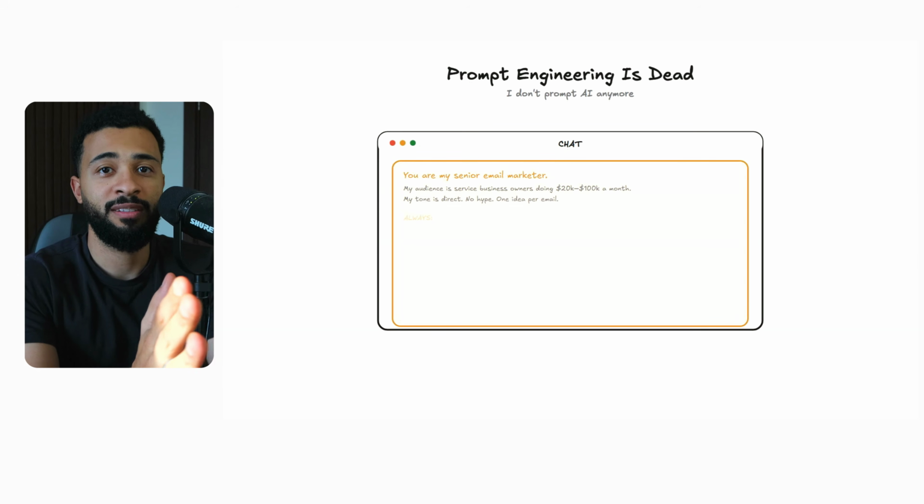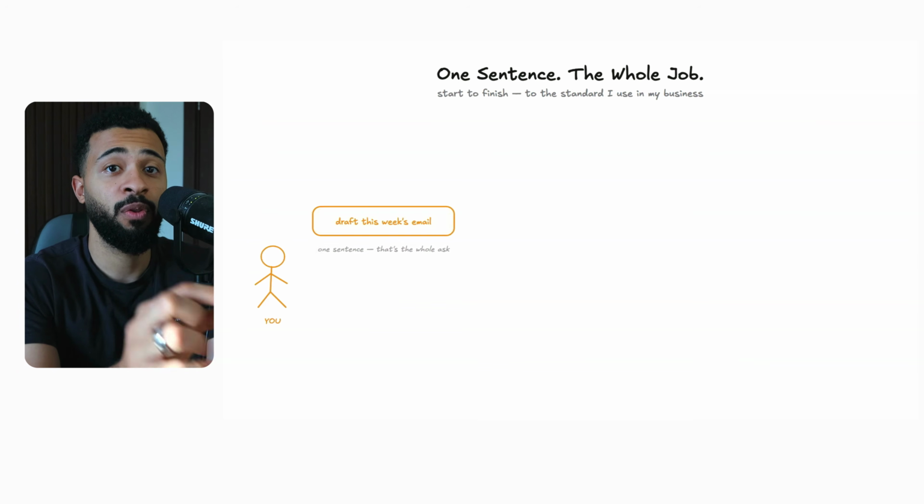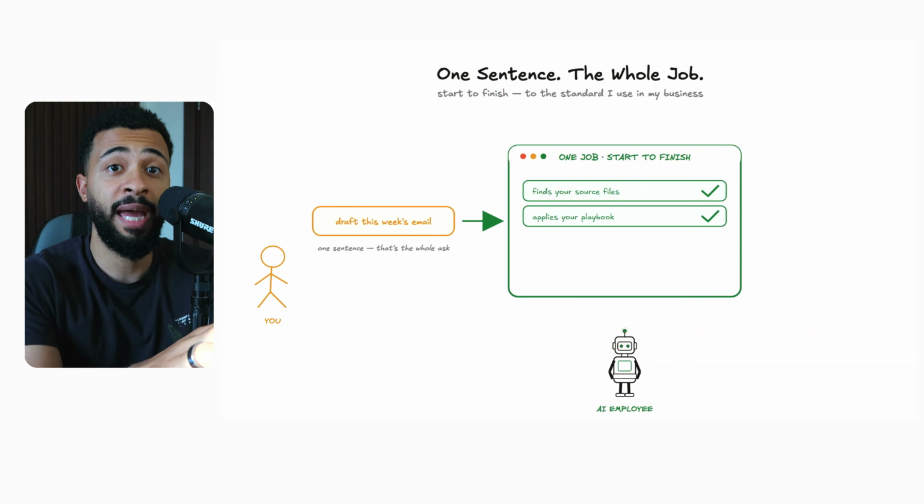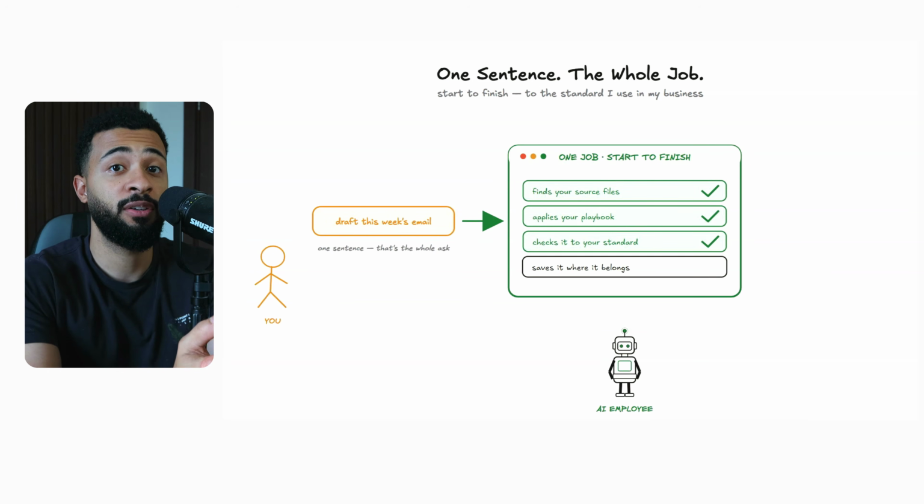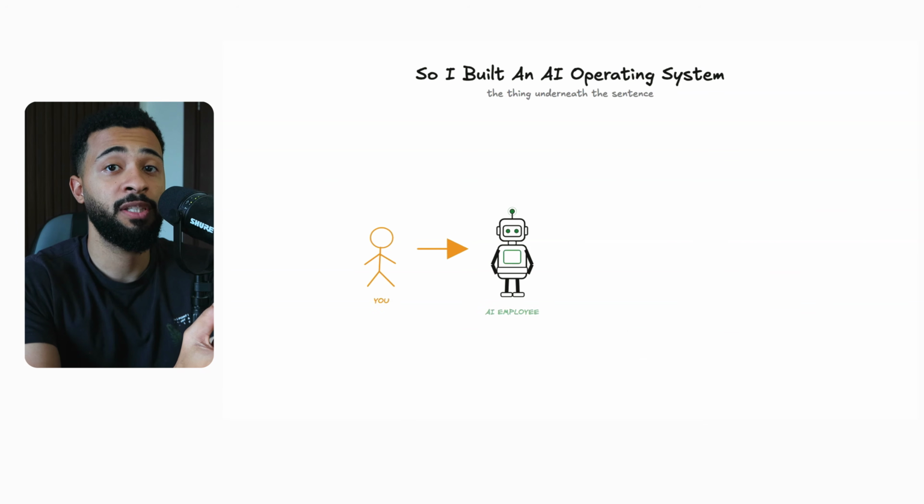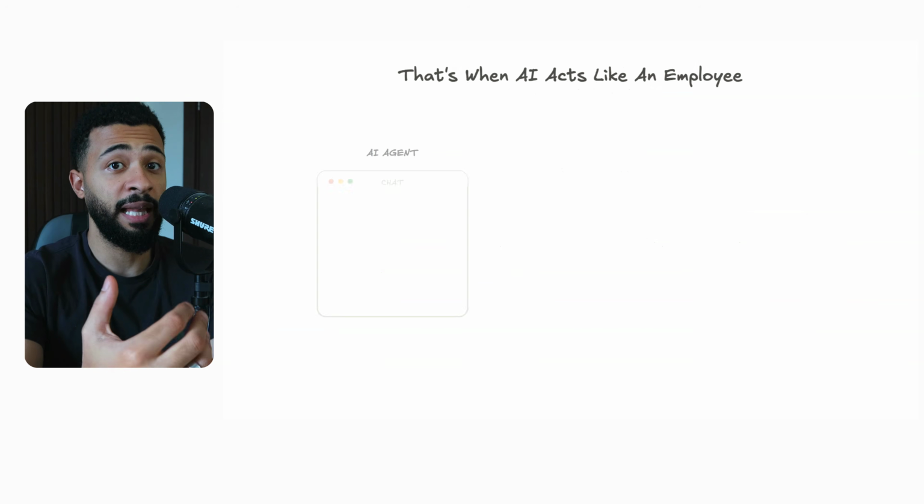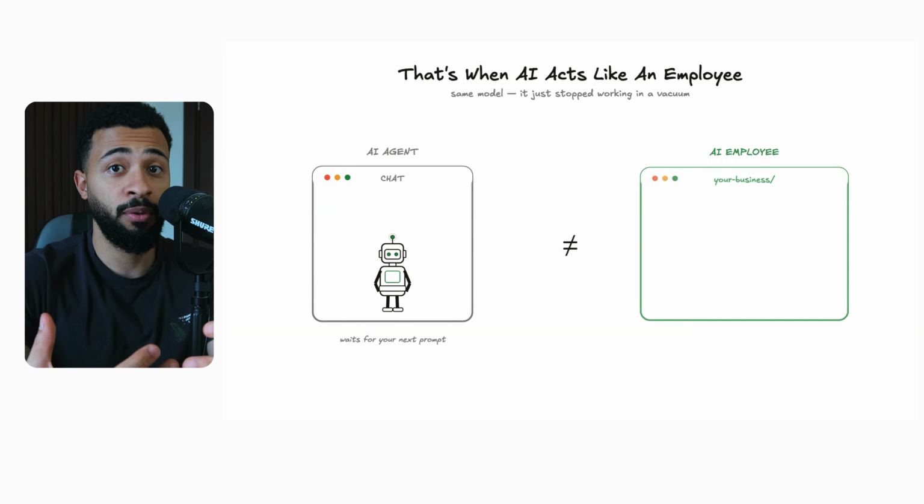Prompt engineering is dead because I don't prompt AI anymore. All I do is ask AI with one simple sentence to get a job done, and it does the complete job end to end for me, to the standard that I use inside of my business. And the way I did this is by implementing what I call an AI operating system. An AI operating system allows AI to act like an AI employee in your business.